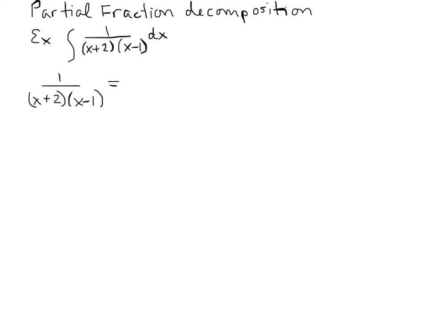And what we want to do is split this up into its possible factors in that denominator. So we have one factor of x plus 2, and we have one factor of x minus 1. And then the question is, what is on the top of these denominators? So I'm going to call the first one A and the second one B. And these are the things I need to solve for.